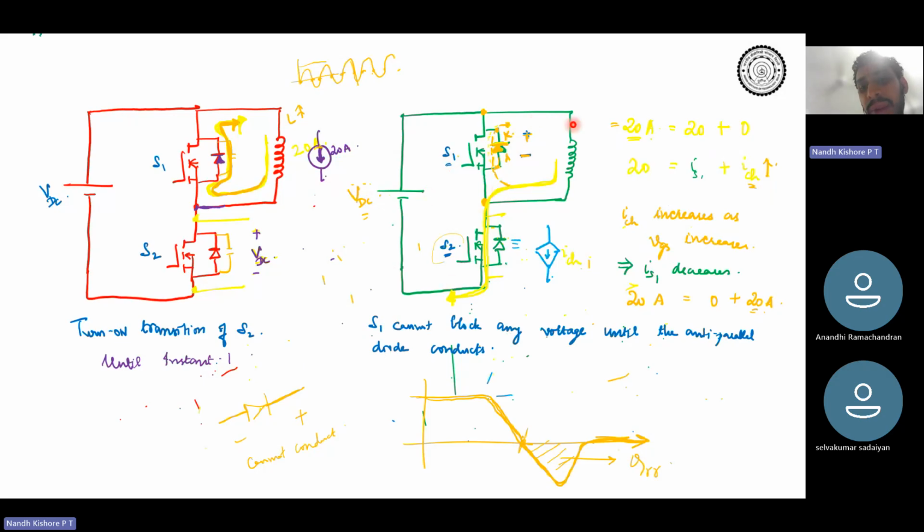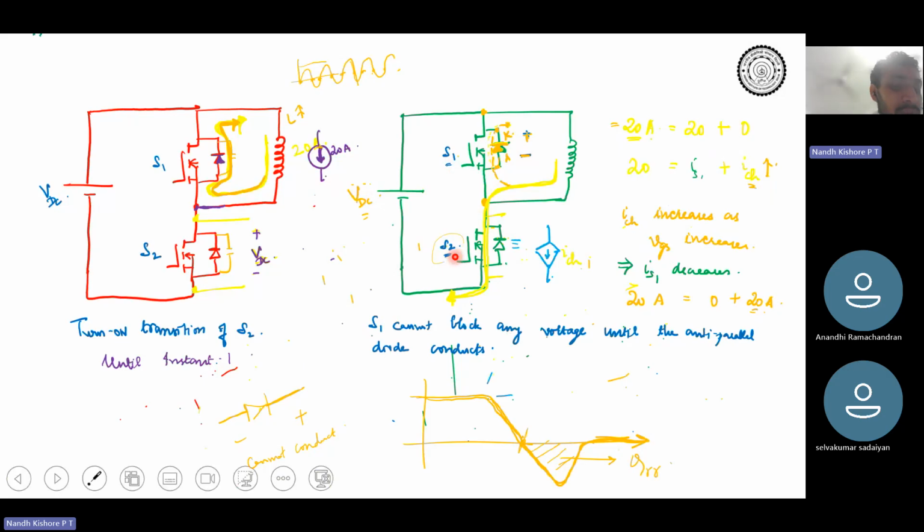So after the diode current becomes zero, your voltage will start to change, right? Since the device S2 started to conduct and S1 stopped conducting, now the voltage should transfer from S2 to S1. So VDC will be blocked by S1 and S2 will conduct with very negligible voltage. The voltage would be just V equal to the IR drop.